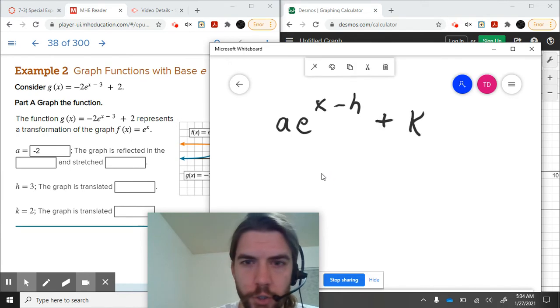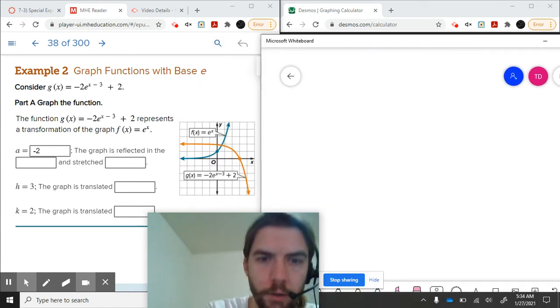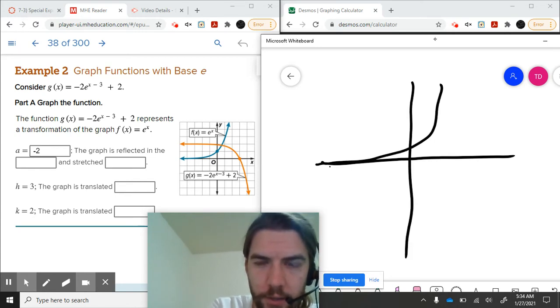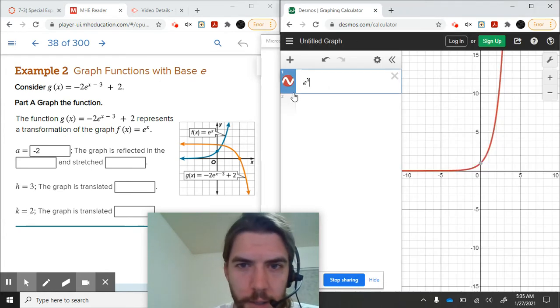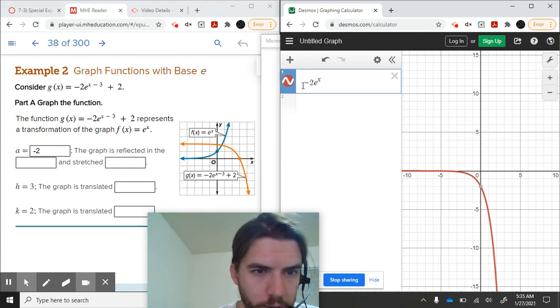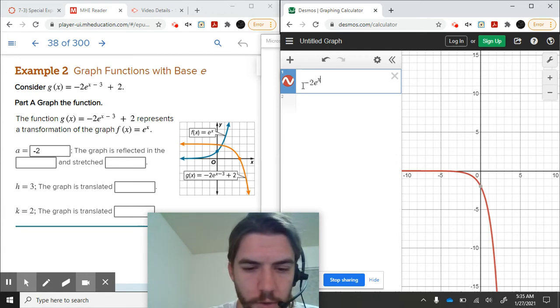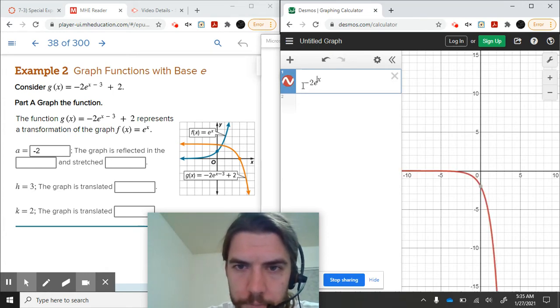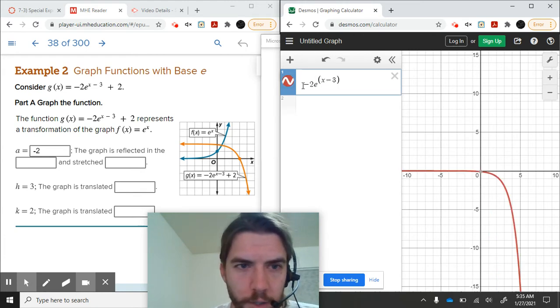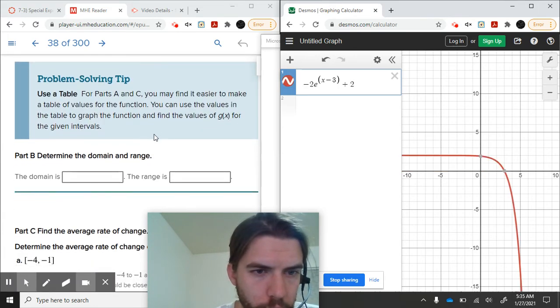Okay, so if we wanted to show those one at a time real quick, the first one takes our graph and flips it and stretches it. The next part translates it over. Oops, I've got to put parentheses. It moves it over a little bit, and then the final part moves it up. And I think that's all we need.